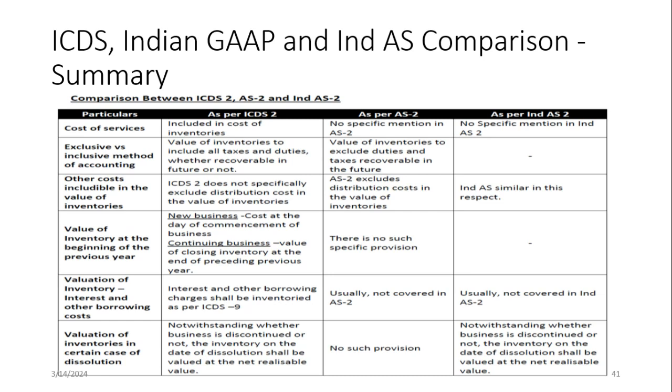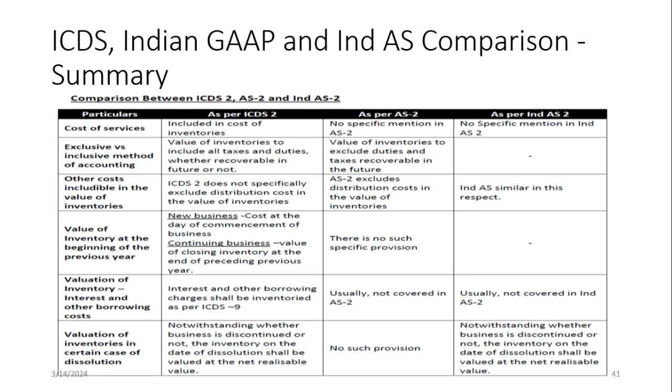Now another list gives the comparison about the cost of services. As per ICDS, it is included. As per AS2, no specific mention of the cost of services is there. Exclusive versus inclusive method: in the ICDS, it is mentioned that the inclusive method is to be followed, whereas in other standards, the exclusive method is to be followed. Other costs includable in the value of inventories: ICDS 2 does not specifically exclude distribution costs, but AS2 also excludes the distribution. I think the situation is more or less similar about the valuation and inclusion of distribution costs so far as it relates. I think this provision is more or less the same.